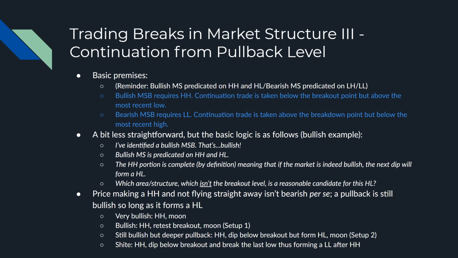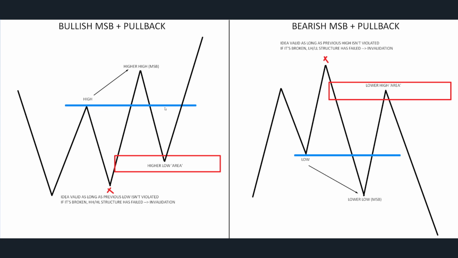The second setup, also continuation. This is slightly more complicated, but this is continuation from pullback level. Okay, the basic premise is as follows, with a reminder that bullish market structure is predicated on higher highs and higher lows, and bearish market structure is predicated on lower highs and lower lows. So as before, bullish market structure break requires a higher high. But now the continuation trade is taken below the breakout point, but above the most recent low. Okay, when we get to the diagrams, trust me, this will make a lot more sense. Bear with me with the text for now.